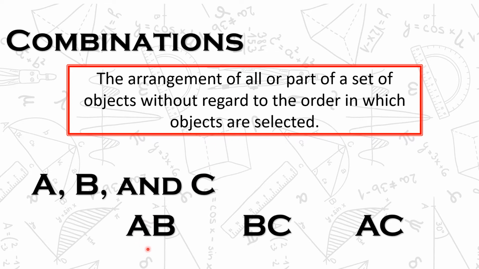Take note that AB and BA are considered to be one combination because the order in which the letters are selected does not matter. This is the key distinction between a permutation and a combination. Combination focuses on the selection of objects without regard to the order in which they are selected. Permutation, on the other hand, focuses on the arrangement of objects with regard to the order in which they are arranged.